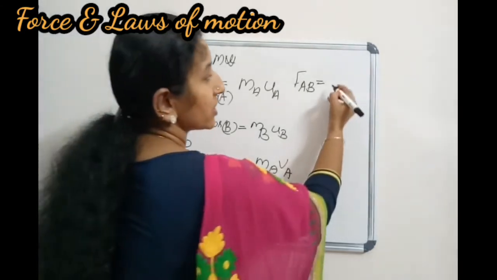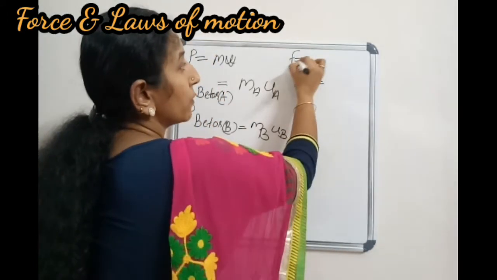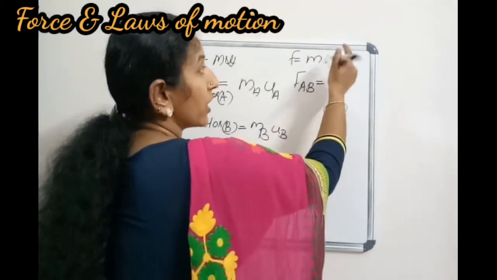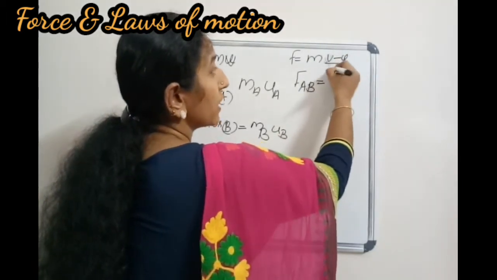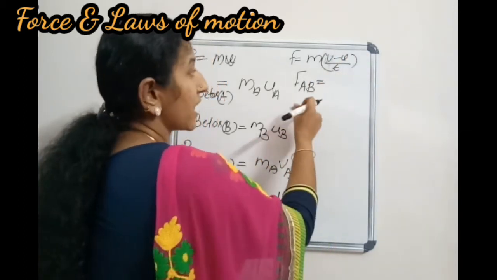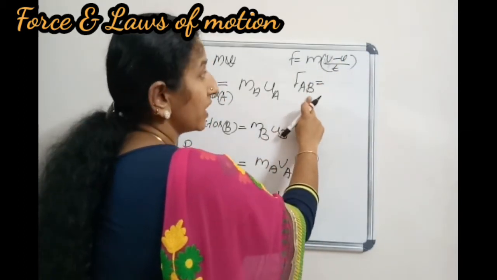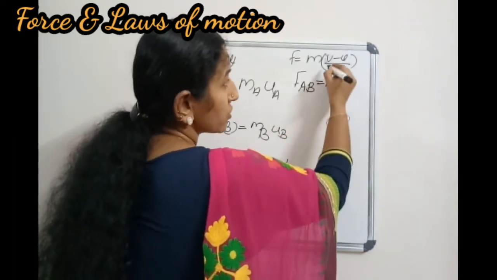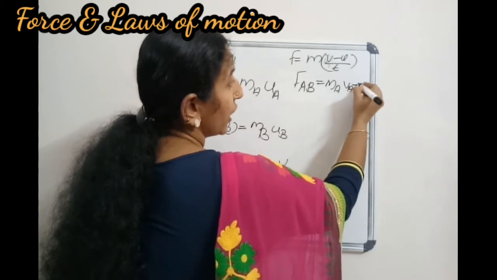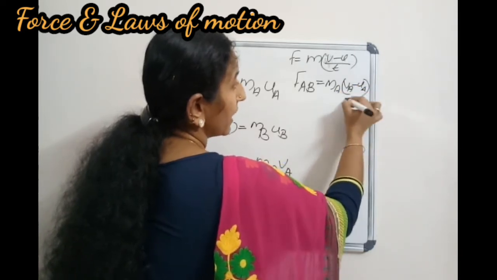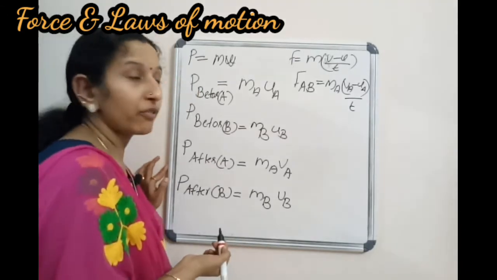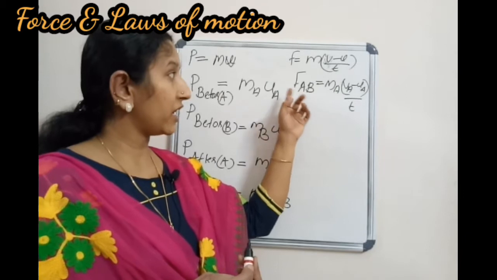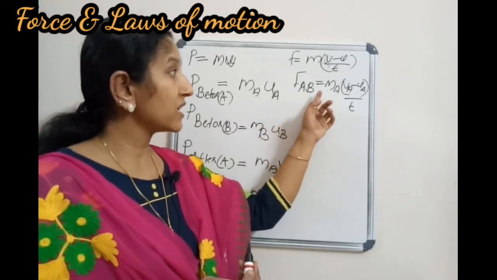So how do we write the equation? You know, F equals M times A, and here instead of A you can use (V minus U) by T. So if A exerts force on B, we write the mass MA, and then instead of the acceleration, (VA minus UA) by T. So if ball A exerts force on B, that means MA.